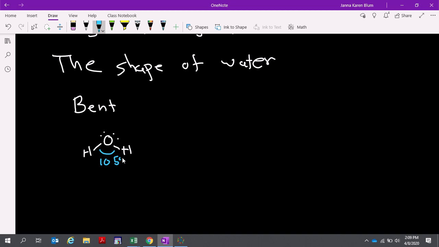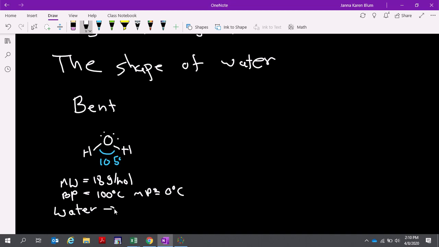Other things we know about water and the properties of water. So I said it has to do with reactivity. We're going to focus here on physical properties. Water has a molecular weight of 18 grams per mole. Boiling point is 100 degrees Celsius. The melting point of water is 0 degrees Celsius. We also know water is what we call a polar molecule, and I'll talk about why that is in a second.